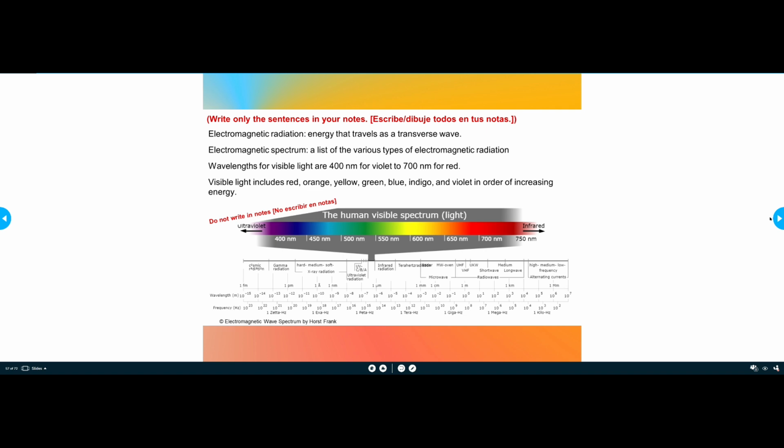Our last line of sentences talks about the colors of the rainbow from low energy to high energy.